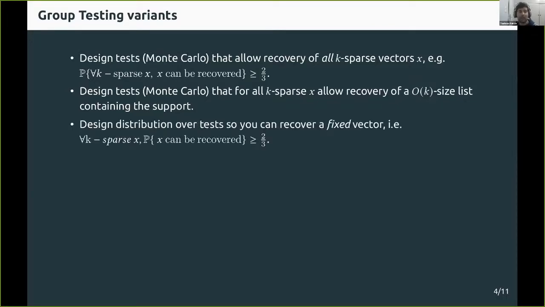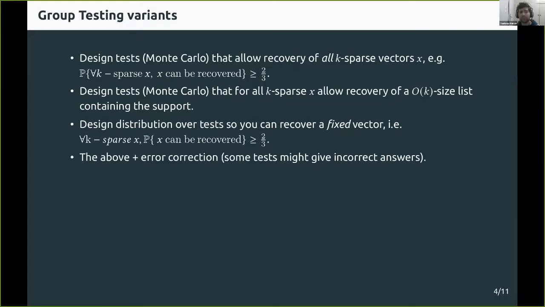And another is to design a distribution of tests such that you can recover a fixed vector. So that's for every k-sparse X, the probability to recover is at least 2/3. Note the subtle difference: the for all is, in the first two bullets, inside the probability, whereas in the third bullet it's outside of the probability. So in the first bullets you find a collection of tests which work for all vectors, while in the third bullet you have a distribution of tests which work for a fixed vector.